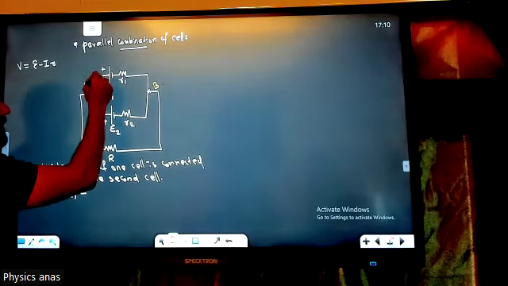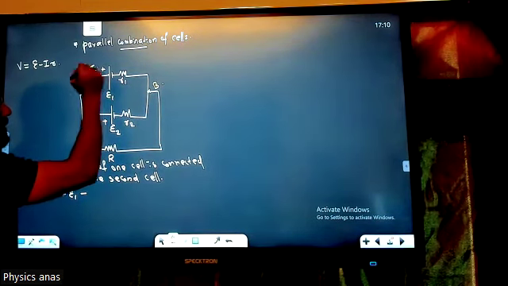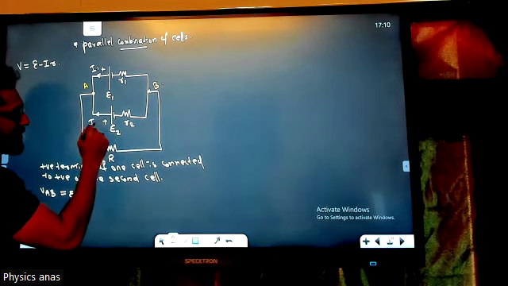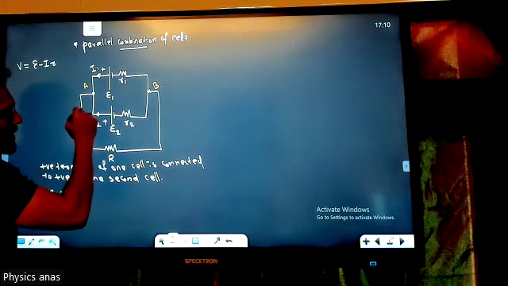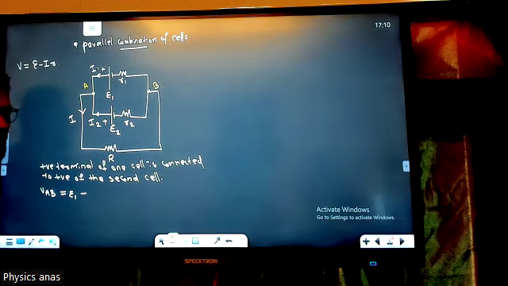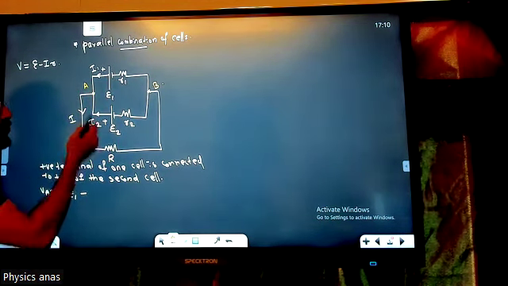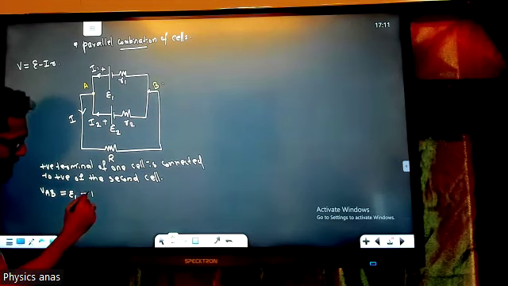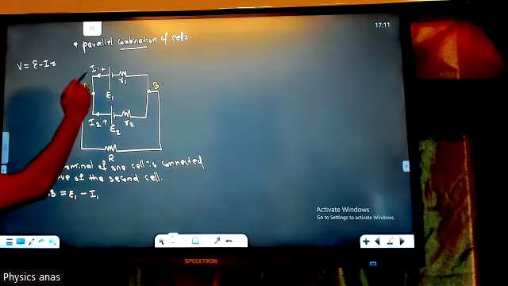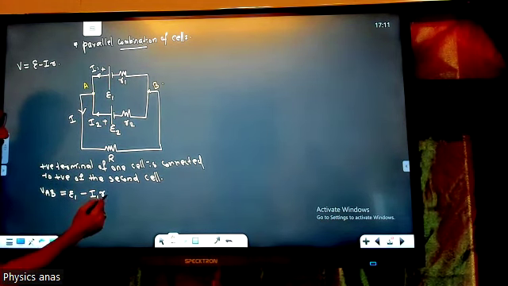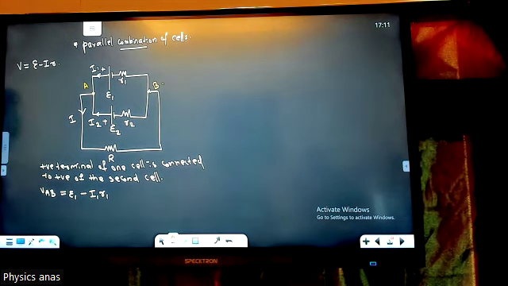The current that is coming out of here will be I1, right? The current given out of the second cell will be I2. Both of these currents combine to form this I. So I1 is the current of this cell, and VAB is E1 minus I1 R1.